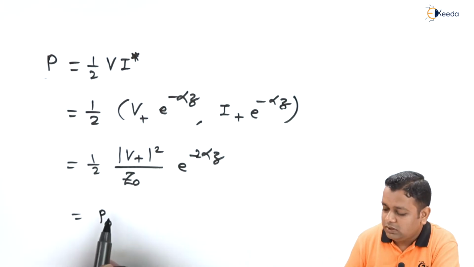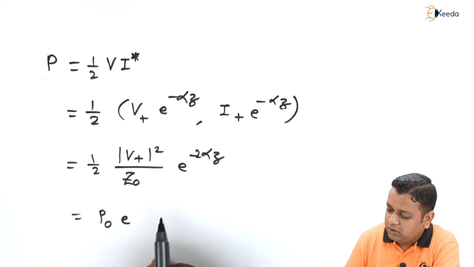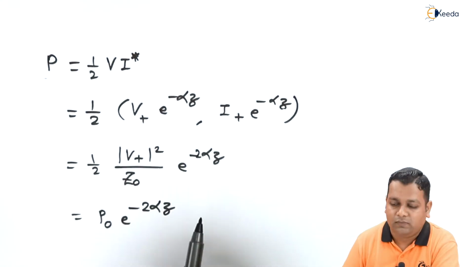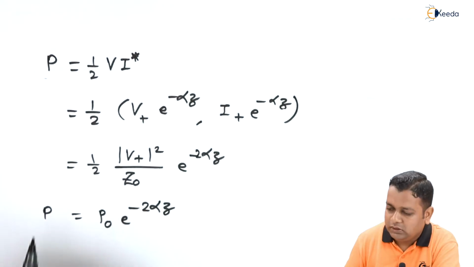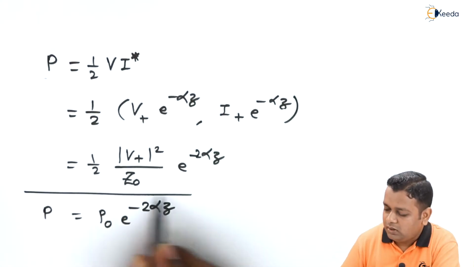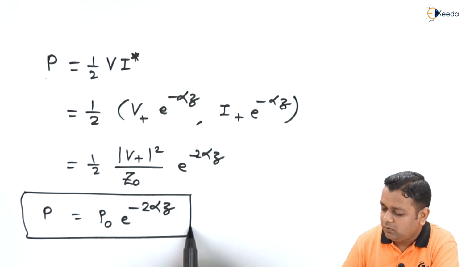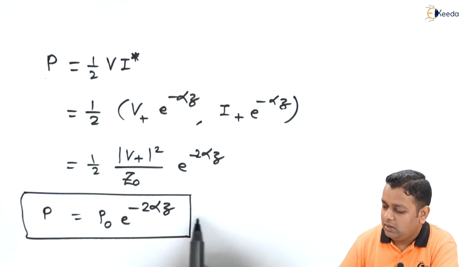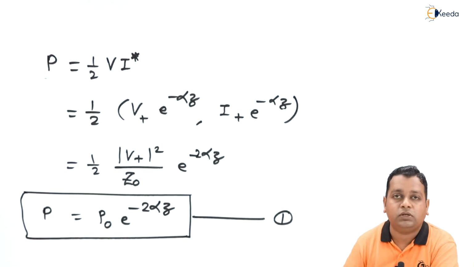So the peak power, capital P suffix 0, can be represented in multiplication to the exponential e to the power minus twice alpha into z here. This is the general representation that I outlined, and we shall be utilizing it further to have some more computations for alpha c and alpha d. So let us name it equation number 1.